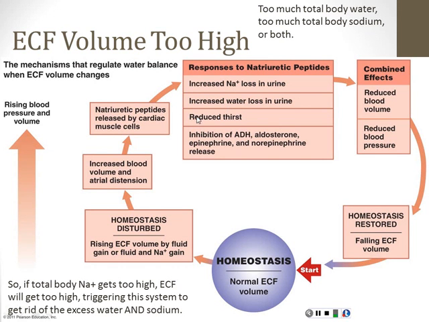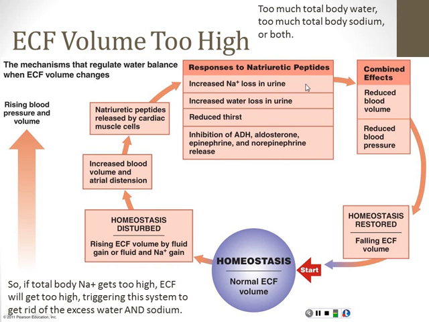These peptides also reduce thirst, and then they inhibit the hormones that hold on to water. So they inhibit ADH, they inhibit aldosterone, and then they also inhibit epinephrine and norepinephrine. That helps to reduce the blood pressure. So these natriuretic peptides are important, even though we don't hear much about them, because they make sure that the plasma volume never gets too large. We want to have an answer for too low and an answer for too high. So the answer for too high is these natriuretic peptides and loss of water in the urine.